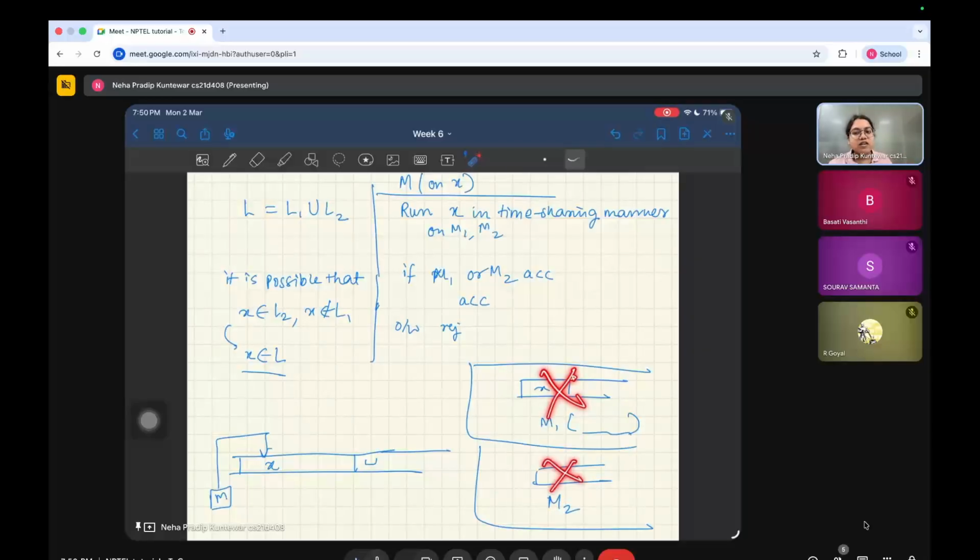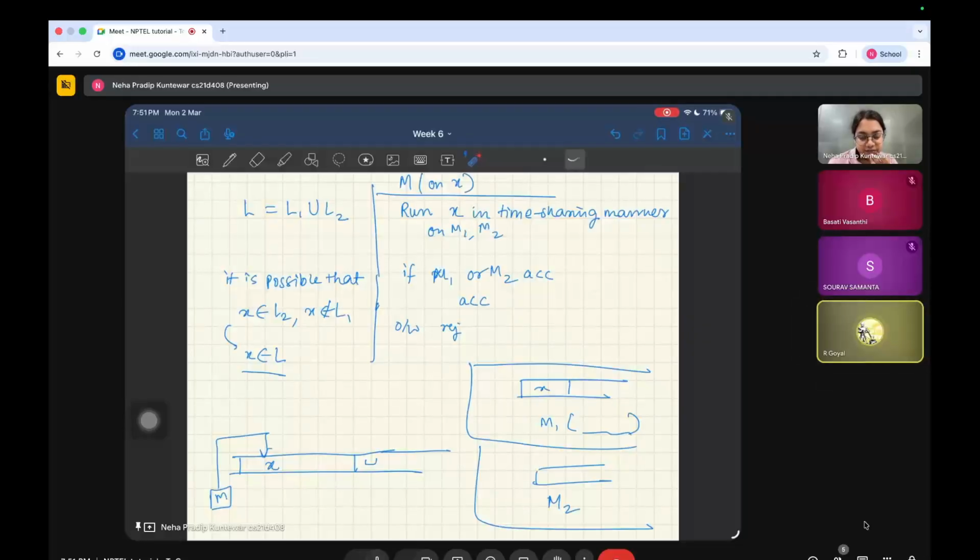It doesn't have a tape for this and a tape for this. It's going to act as if, in one step it will act like M2, in the second step M1, in the third step it will act like M2. Okay, and how do we ensure that the same X has been fed to both the machines?